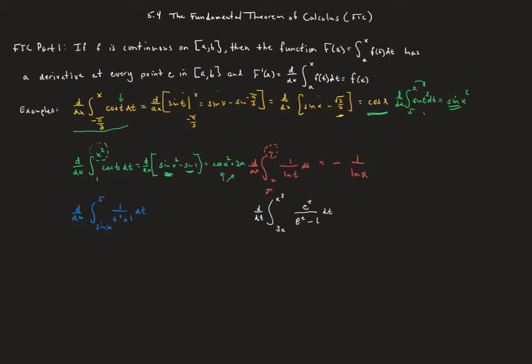The shortcut here is we're going to get a negative because it's the lower limit that has the non-constant. We'll plug in our sine of x, so that'll be sine cubed of x plus 1 in the denominator times the derivative of sine x, which is a cosine of x. So we will get a negative cosine x over sine cubed x plus 1.